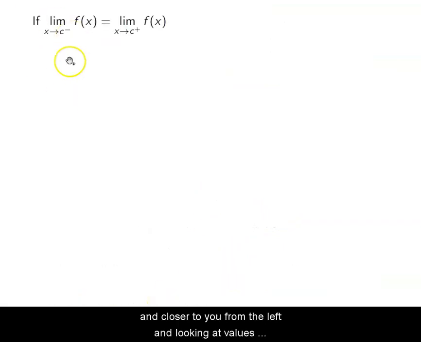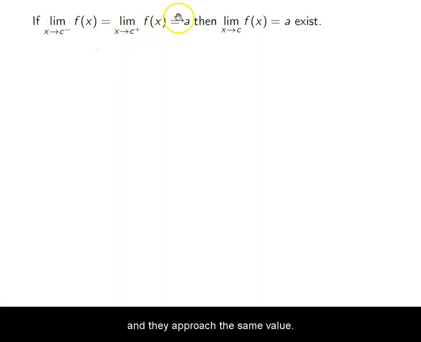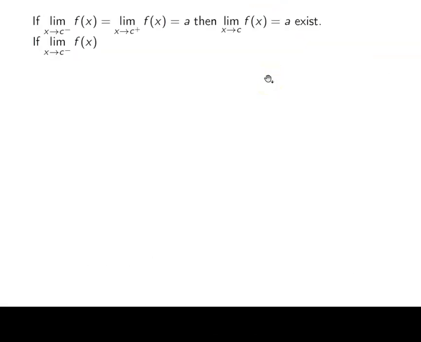It's by looking at values from the left and looking at values from the right. Now, if these two limits agree with each other, meaning that they approach the same value, then my limit exists, and the limit is going to be a, right? So if the left-hand limit and the right-hand limit exist and they approach the same value, then the limit of my function is a or L, depending on what notation we want to use.